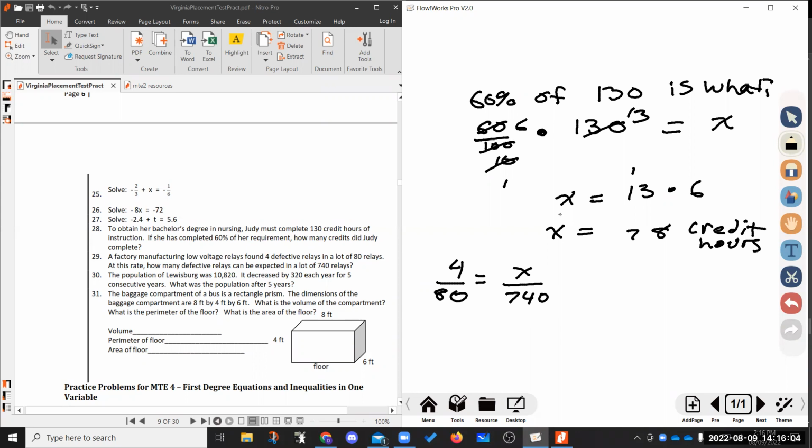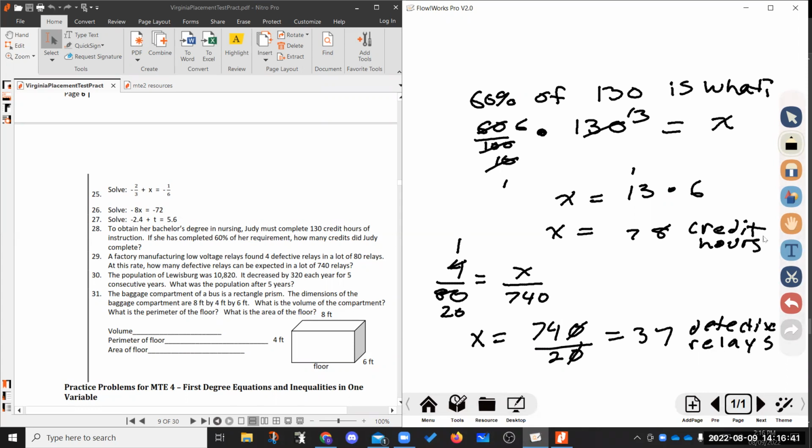Let's reduce because 4 goes into 80 evenly. So 1 over 20 is equal to x over 740. To solve for x, I need to multiply both sides by 740. So x is going to be 740 divided by 20. Divide both by 10. 2 goes into 74 37 times. I should expect to observe 37 defective relays in that big batch of 740 relays.